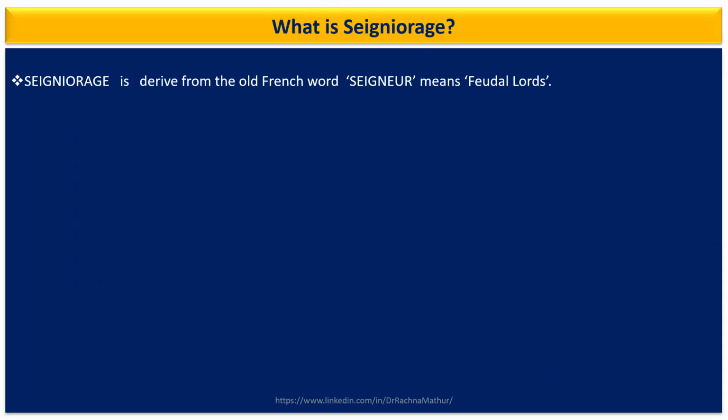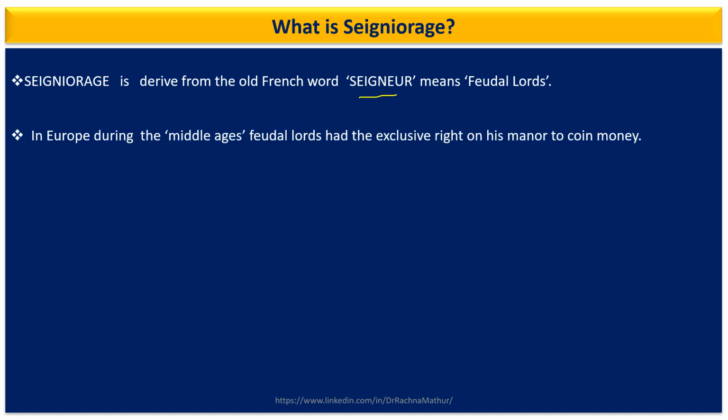Seigniorage is derived from the old French word seigneurs, that is, the feudal lords. If you go back to the history of Europe, you will find that in the Middle Ages there was a system of feudalism, and the feudal lords, the seigneurs, had exclusive right on their territory to coin money. So seigniorage means the right of the lord or seigneurs to mint money.